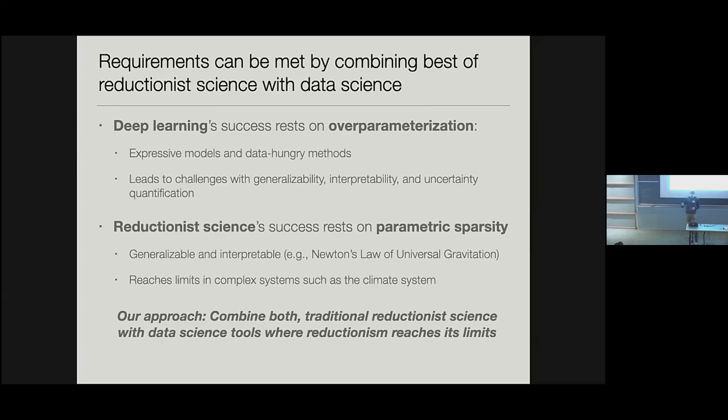reductionist science as far as you can go, you will reach a limit. And at the point at which you reach the limit, you can use ideas from the data sciences to go further. But I think it's important to go to the limit of reductionist science, not try to take a shortcut, a taxi to the finish line.